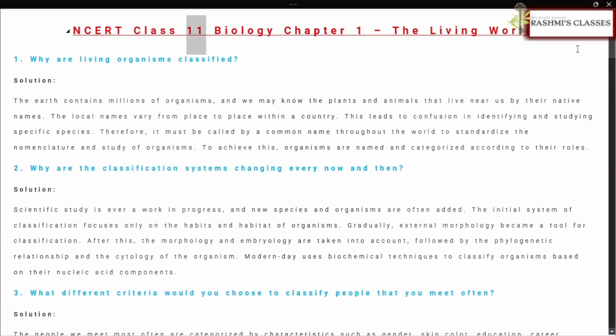NCERT Class 11 Biology, Chapter 1, The Living World. 1. Why are living organisms classified?